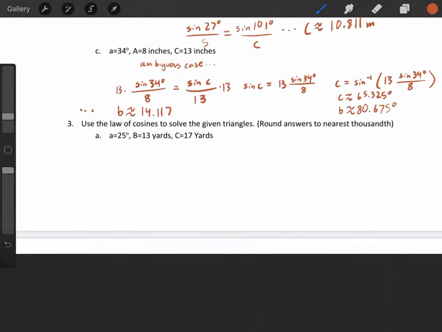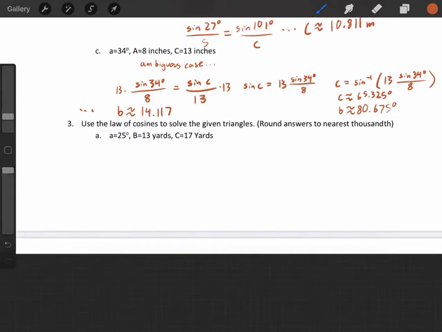So now let's look at the law of cosines. Law of cosines is a little more challenging. Obviously, you want to be able to use the law of sines if you can, because the law of cosines can get a little bit confusing at times. So let's just go through this right now.